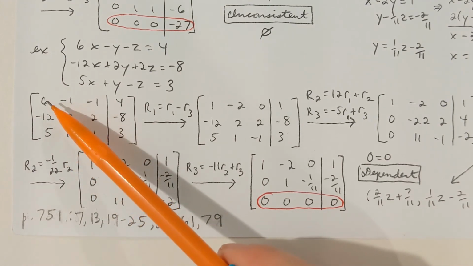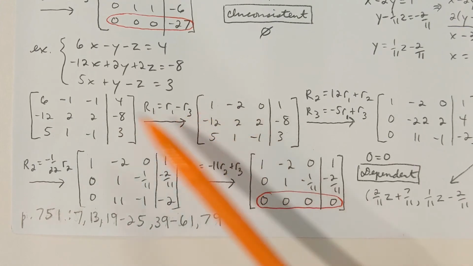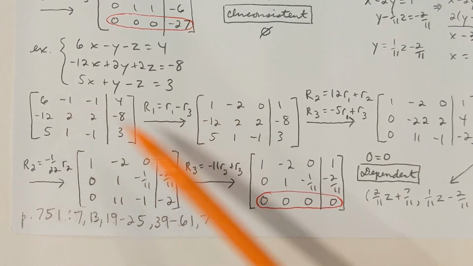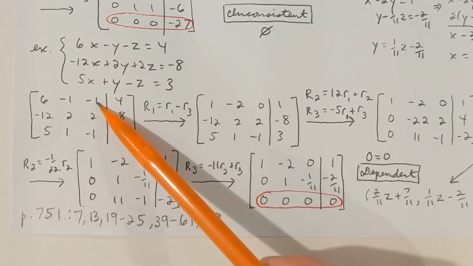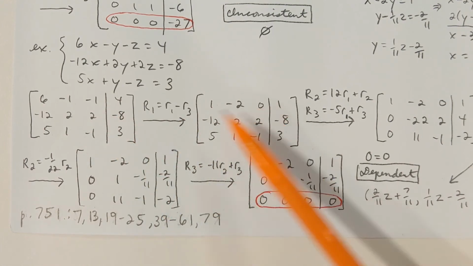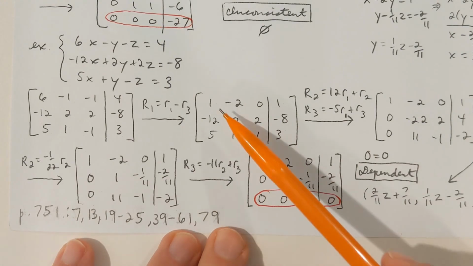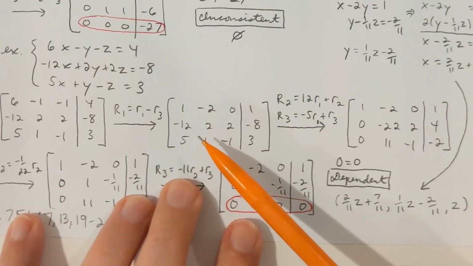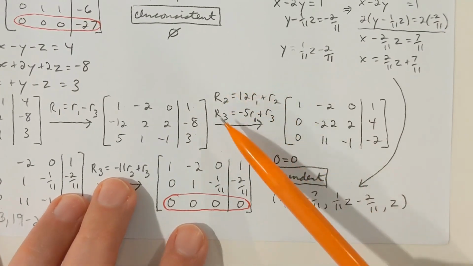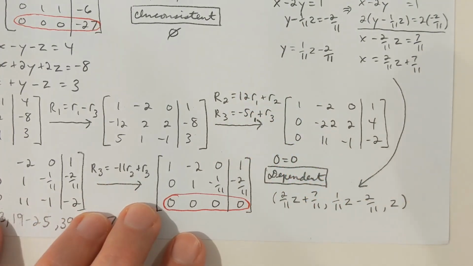Let's do that. Okay, so 6 minus 5 is 1. Negative 1 minus 1 is negative 2. Negative 1 plus 1 is 0. And then 4 minus 3 is 1. Okay, now right below that, I'm going to need zeros in column 1.